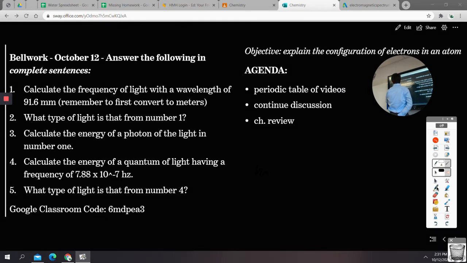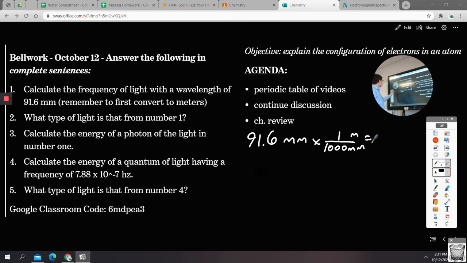Okay, so you should have done this in your bell work. What's the first thing you do, Jasmine? Convert. Right? We have to convert from 91.6 millimeters to meters. Tell me what conversion factor I ought to use for this. 1,000 millimeters in 1 meter.